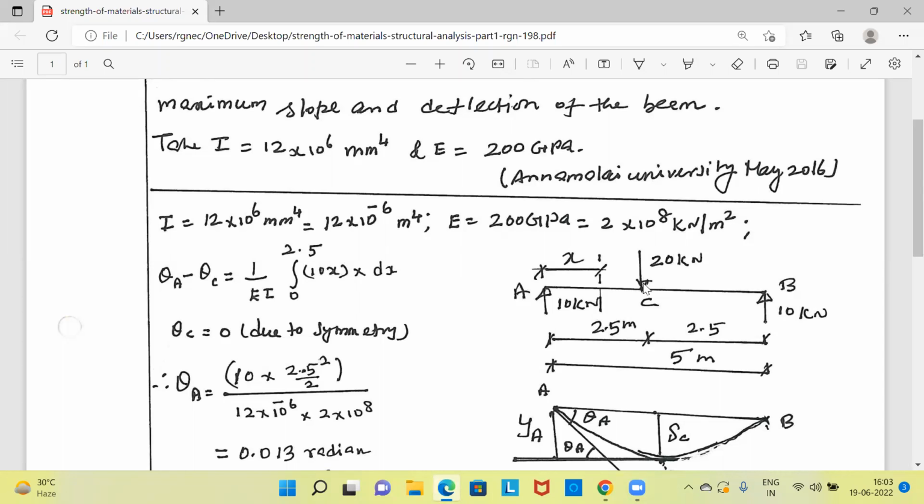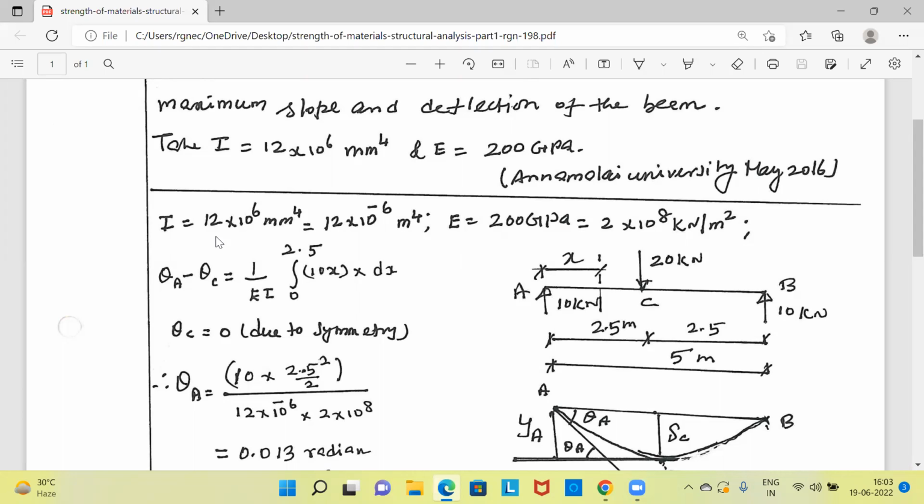Now we have to calculate the maximum deflection, that is at C, and also the maximum slope, that is at A. We have to calculate the slope at A, that is theta A. We have to calculate the deflection at C, that is delta C.